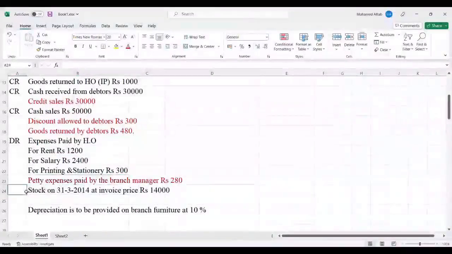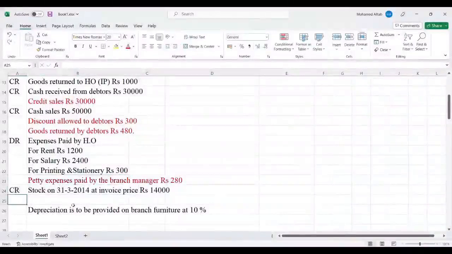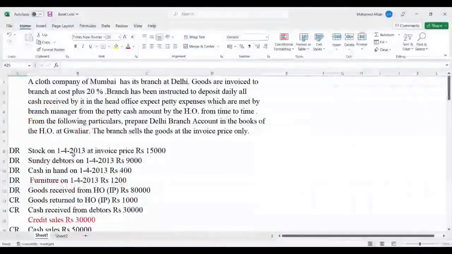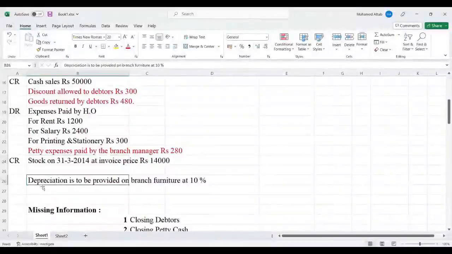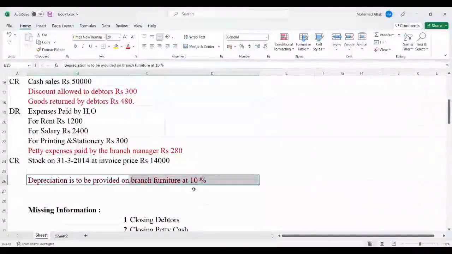Stock, that is credit side, closing stock. Date you can see here 1st April, here they are given 31st March. Next, depreciation to be provided on the branch furniture at 10%. To calculate closing furniture, this entry has been given.